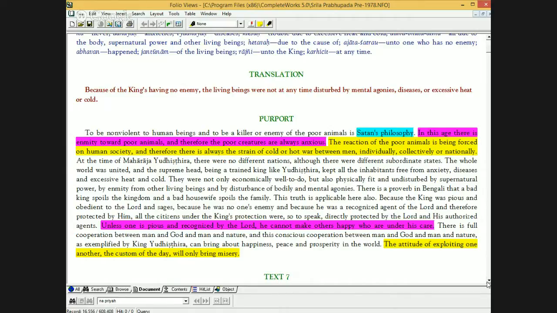I'll read. Because of the kings having no enemy, the living beings were not at any time disturbed by mental agonies, diseases, or excessive heat or cold.